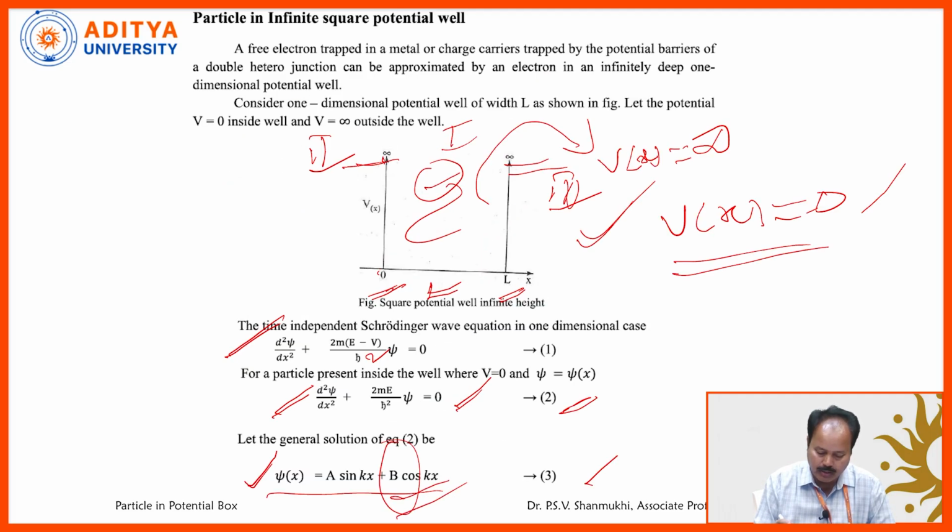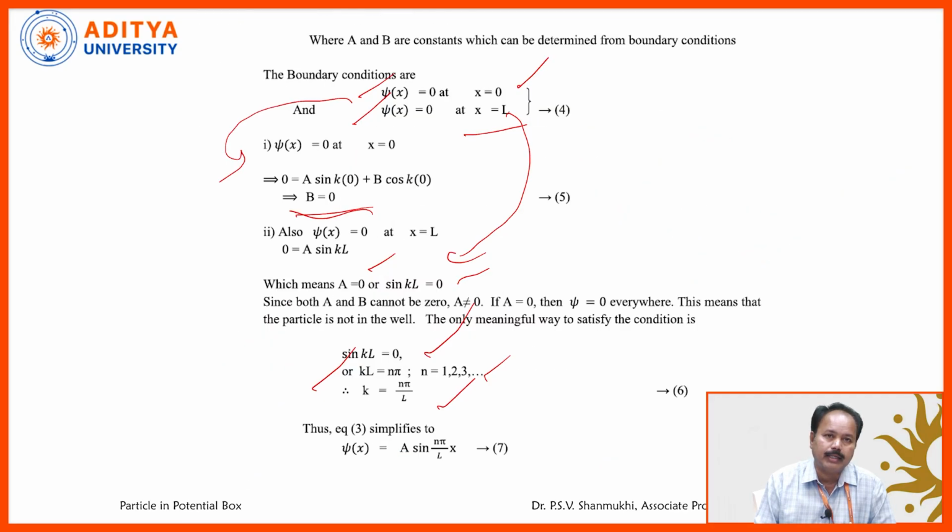Already this term is 0. You will get A sin kx, that means A sin of n pi by L into x we get. Now this is our solution, but we don't know what A is. That we determine later, and we have to get the energy expressions also.